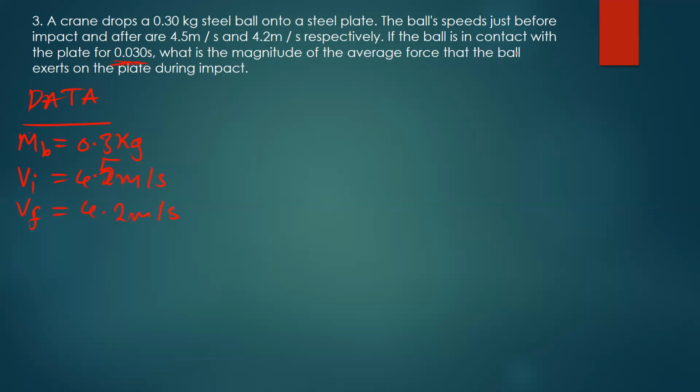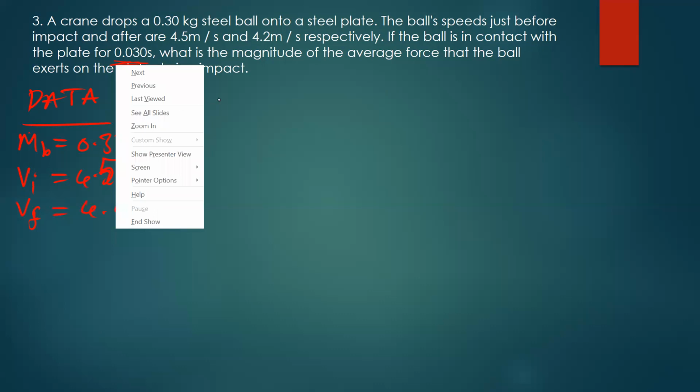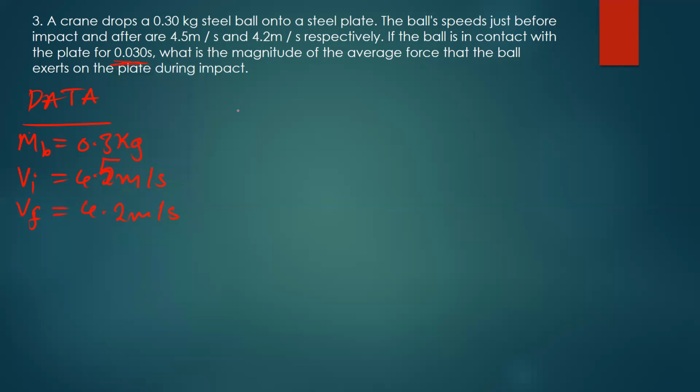Okay, so if the ball is in contact with the plate for 0.03 seconds, for them to tell us the ball was in contact for this period of time, it means that the ball at one point bounced back. And if the ball bounced back, it means that at one point the velocity was negative. So we take one of the velocities to be negative.